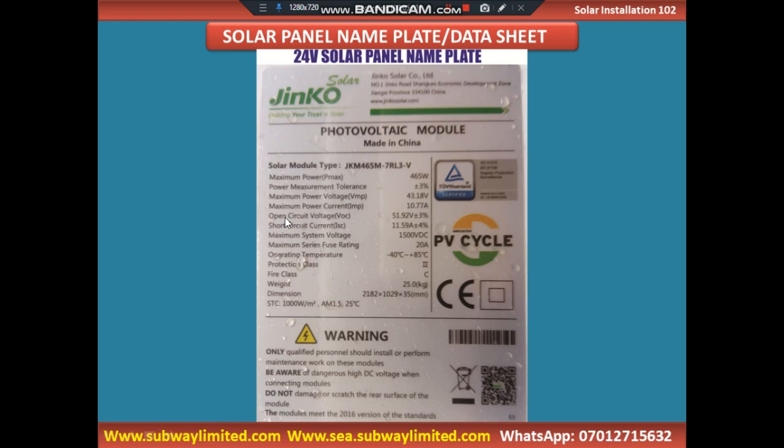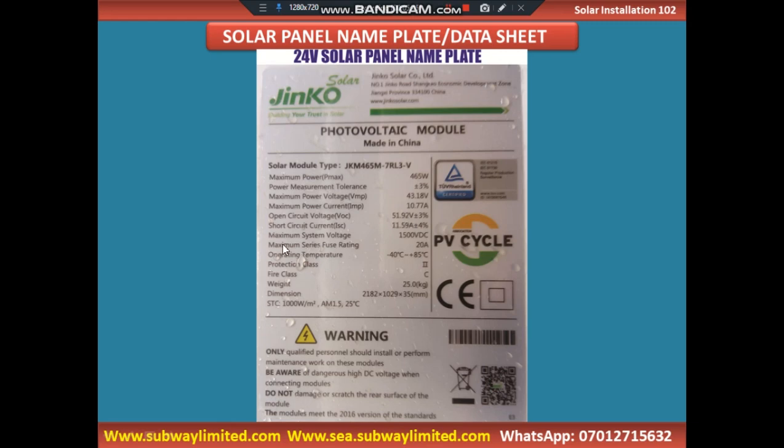And you have your open circuit voltage to be 51.92, plus or minus. That means plus or minus, I've already expatiated on this, 3%. So you might have a value less than this by 3% or a value higher than this by 3%. You equally have your short circuit current to be 11.59 amps, plus or minus 4% is applicable to this. That means you can have that.